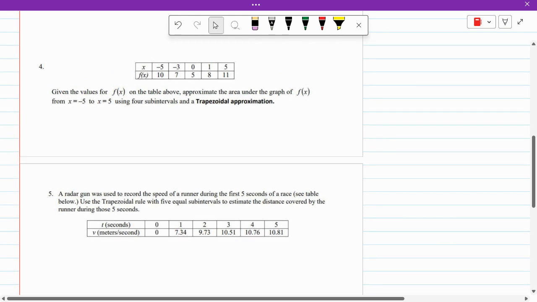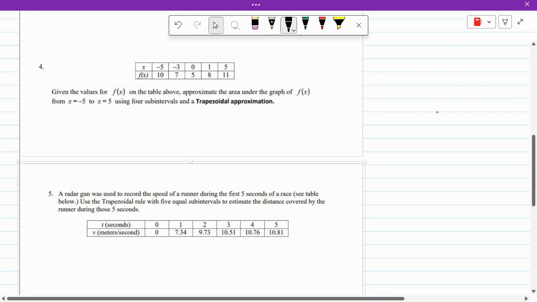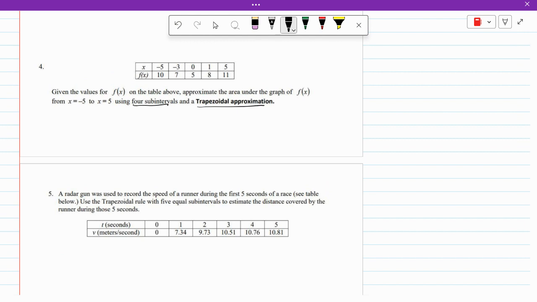So in number 4, we are given the values for f on the table above. We want to approximate the area under the graph of f from -5 to 5 using 4 subintervals and a trapezoidal approximation. So we want to use trapezoids to approximate. We got to remember the area of a trapezoid is, always remember, 1/2 times the height times base 1 plus base 2. And we are using 4 subintervals, but all we have is a table. We don't have a function here. All we have is a table.